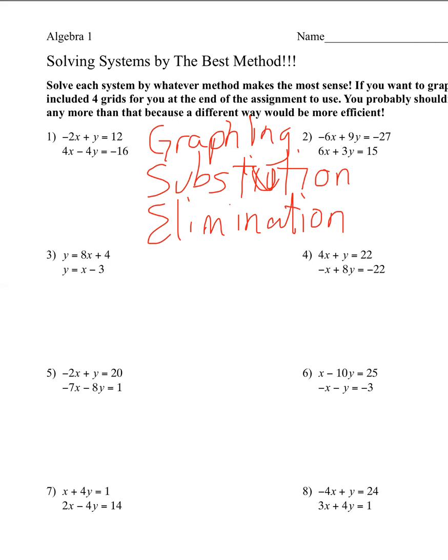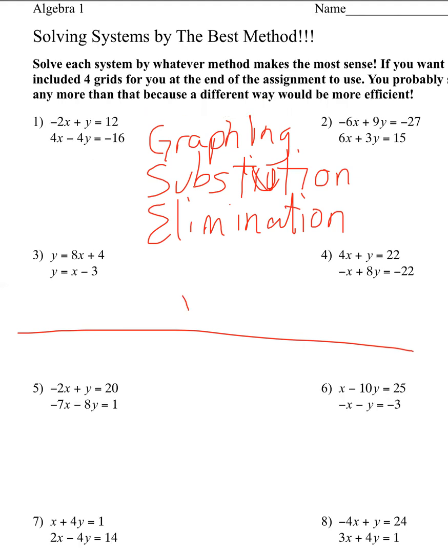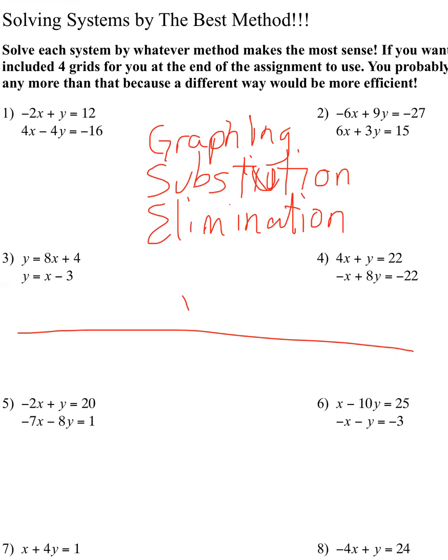So if I'm just looking at these first four, let me see if I can zoom in a little bit, trying to get all four on the screen at once. If I'm just looking at the first four, I would not do number one by graphing. Why? Because it's not necessarily set up for me to graph. You could graph by intercepts, but I'm already seeing one of my intercepts would be 12. I'm not going to do it. Same thing with number two. Same thing with number four.